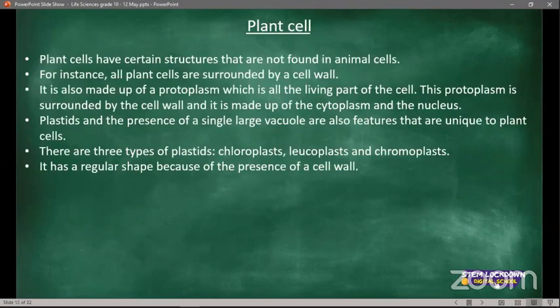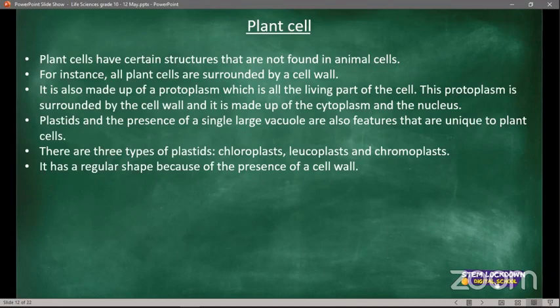Now we have two types of cells, or we're going to talk about two types, the plant cells and the animal cells. So for the plant cells, we know that they have certain structures that are not found in animal cells. For instance, all plant cells are surrounded by a cell wall. And we know that these cells are also made up of a protoplasm, which is all the living parts of the cell.